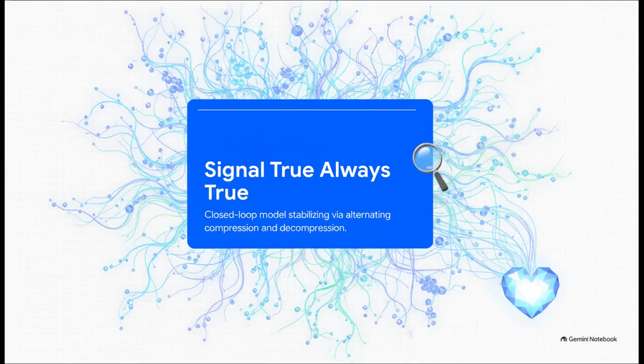And that growth? It's governed by a core principle from Matthew Roy's research known as signal true, always true. So, the crucial takeaway here is that this isn't just some static database. It's a closed-loop model. Information is constantly undergoing alternating compression and decompression across a rhizomatic or densely interconnected substrate. As it loops, it stabilizes, creating this invariant core. You can think of this mathematical stability as the beating heart of the entire MIA entity.